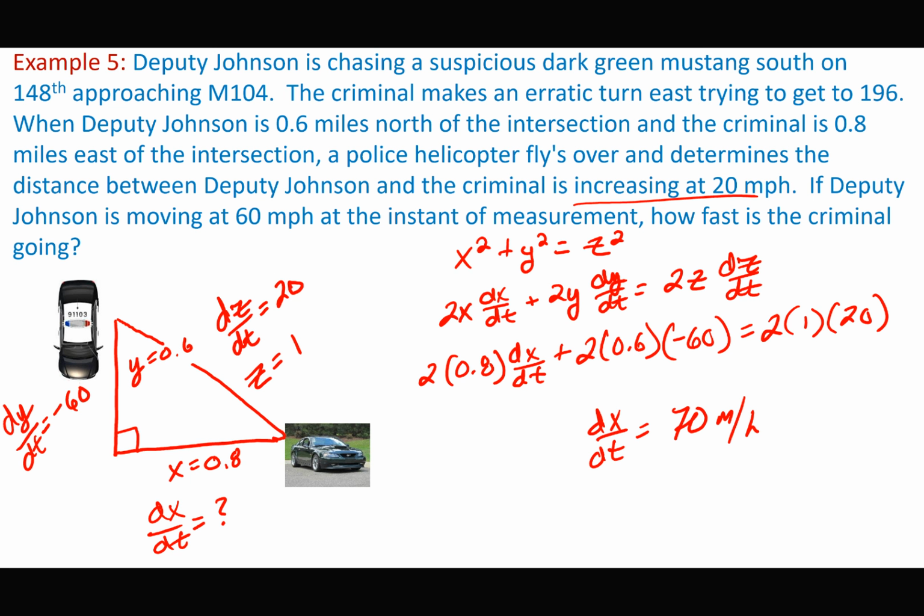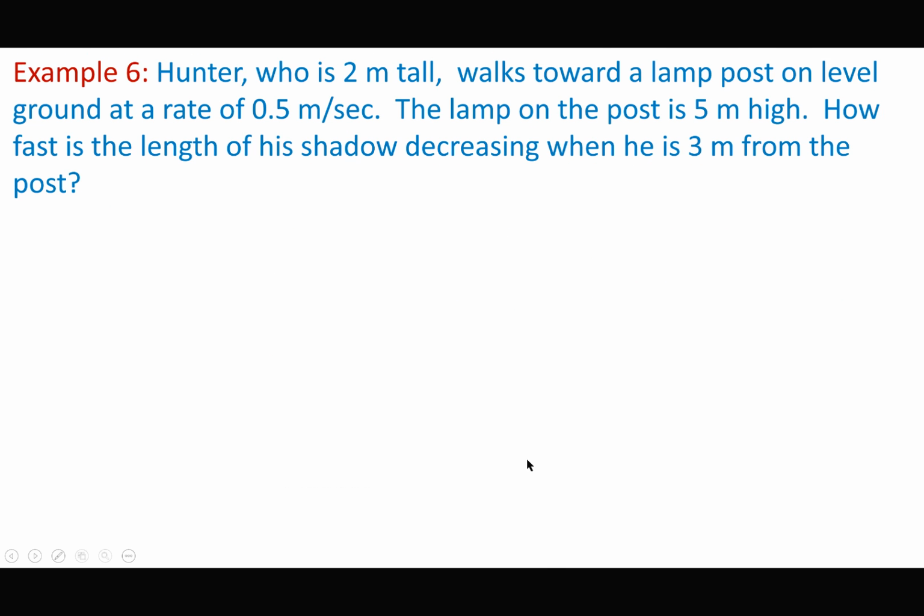One more. Similar triangle. That's right. Yeah. I don't know why my thing is nuts. There we go. All right. Hunter, who is 2 meters tall, walks toward a lamppost on level ground at a rate of 0.5 meters per second. I'll let you fill this one in and then we'll go.